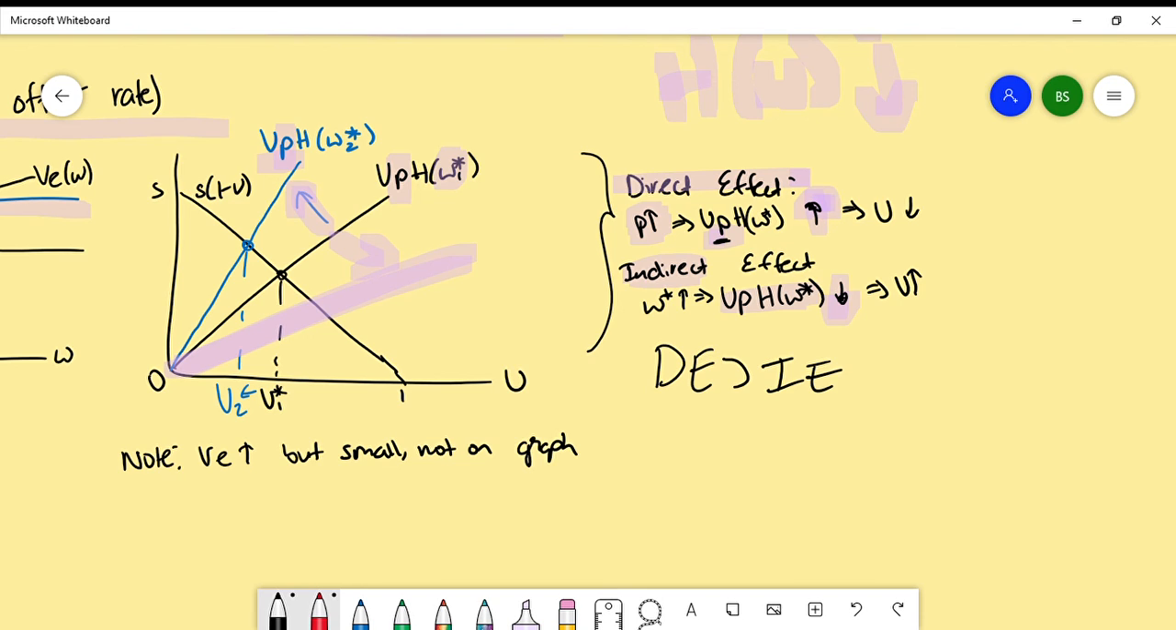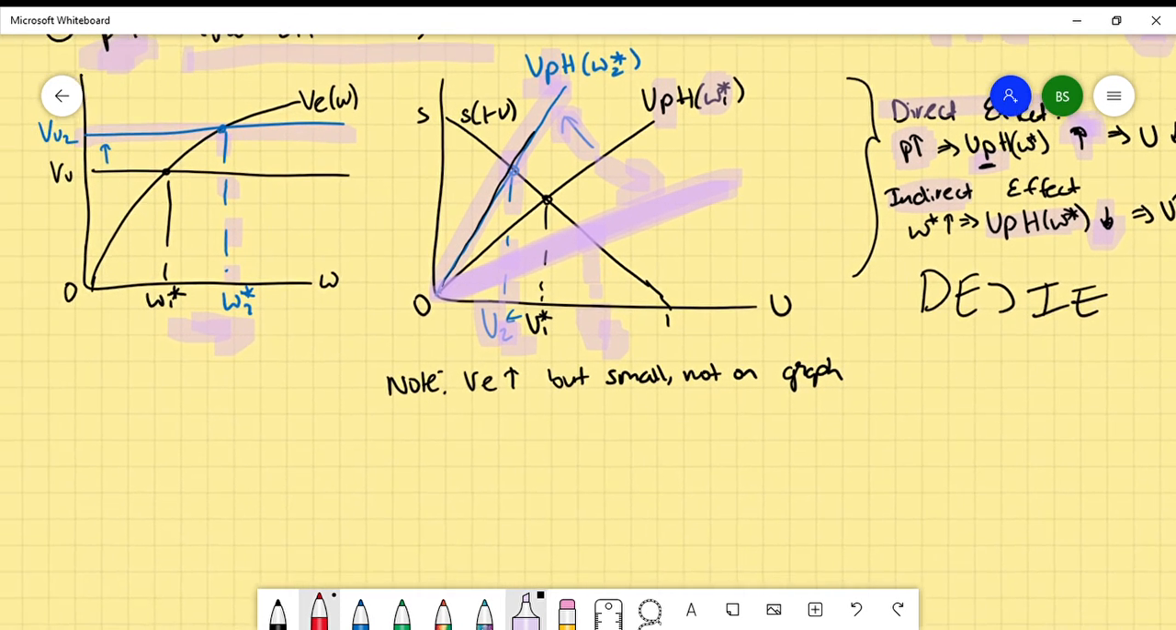In that case, we'll be drawing the new graph above, so it goes upwards, and our new unemployment rate is lower. If we had drawn it the other way, then the new unemployment would have been higher, but that's your option. So yeah, I think that's it. Okay, bye.